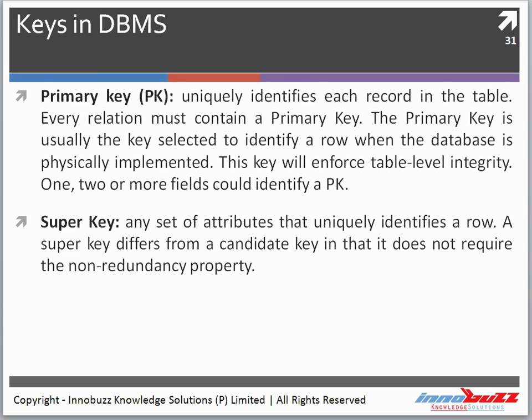Primary key: a key which uniquely identifies a record in a table. This PK is usually the key selected to identify a row when the database is physically implemented and is responsible for table level integrity.